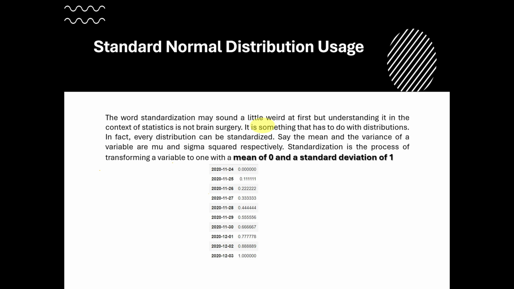Standard normal distribution usage. The word standardization may sound a little weird at first, but understanding it in the context of statistics is not brain surgery. It has to do with the distribution. In fact, every distribution can be standardized. Say the mean and the variance of the variable are mu and sigma squared respectively. Standardization is the process of transforming a variable to one with a mean of 0 and a standard deviation of 1.